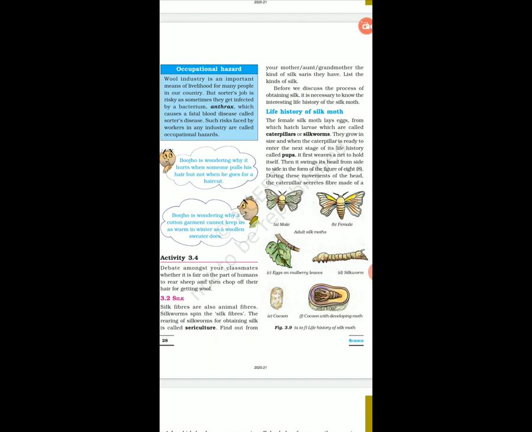Now, another animal fiber, that is silk, and the rearing of silkworms for obtaining silk is called sericulture. Before we go ahead in this, we have to see the life history of a silk moth. I have told you to read it once. Hope you all have read it. Life history of silk moth, right?